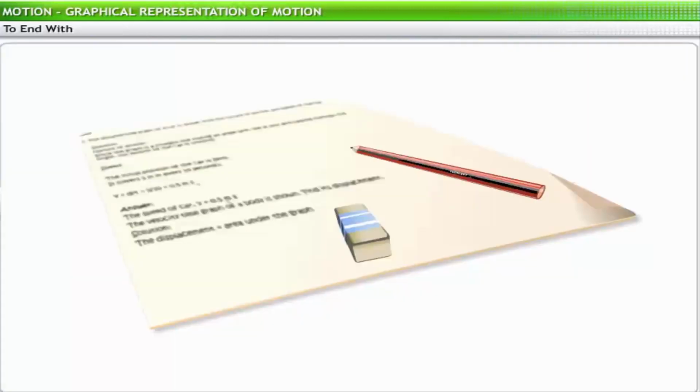The section on solved problems provides you an opportunity to review some model problems based on these concepts. To revisit the key points covered in this lesson, please review the flashcard at the end of this lesson.